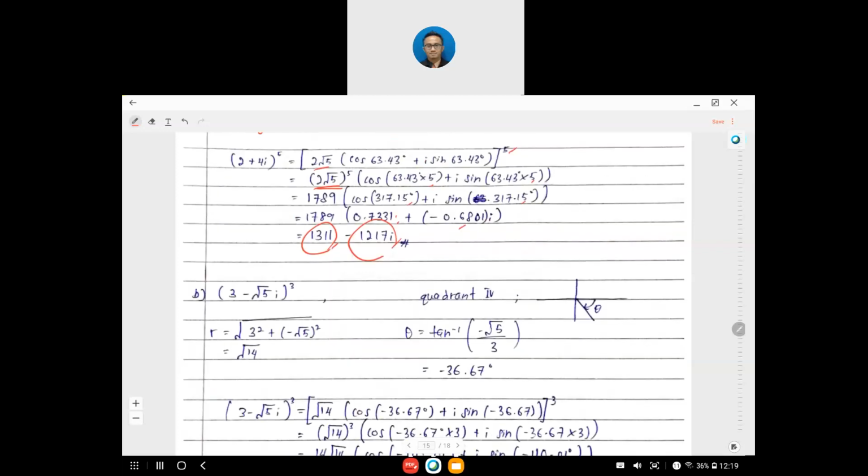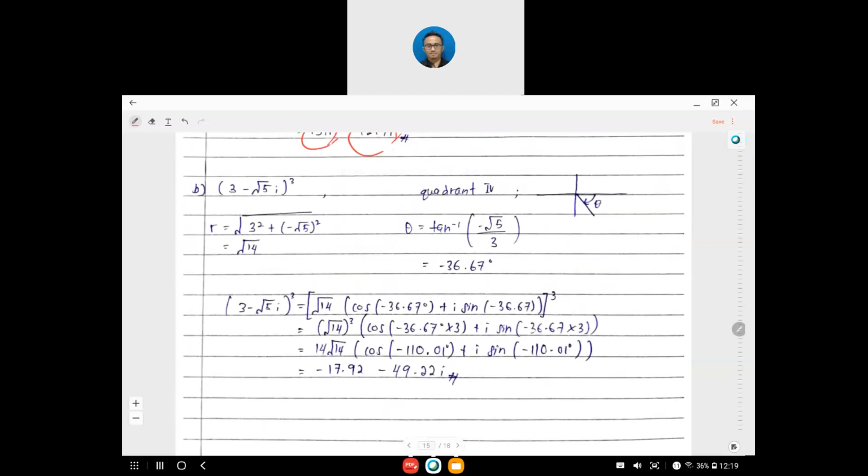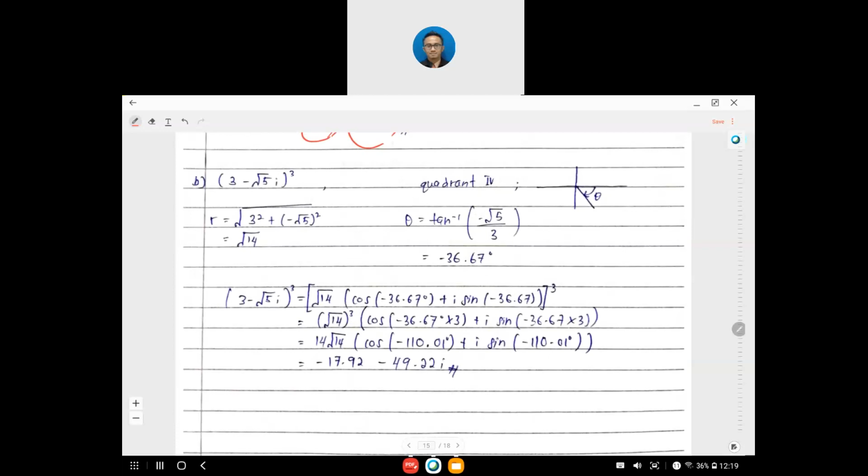Okay, B. (3 minus 5i) to the power of 3. So this one also same thing, convert to polar form. Then negative 36.67. This is the same as well. This one has no problem as long as you make sure your calculation on the calculator is correct. Because here it may deviate a little, since at the end we want it in rectangular form. If you use this one there is no problem either. Make sure in your calculator you put negative.